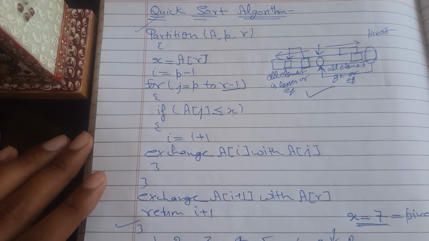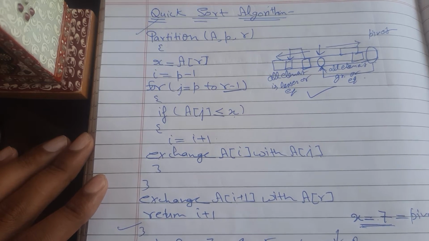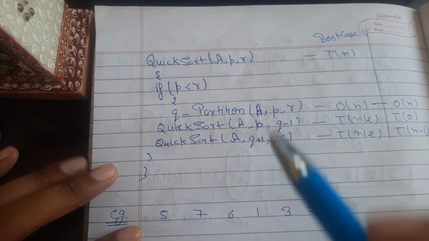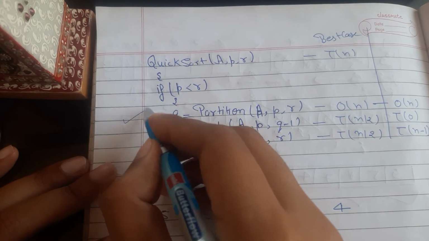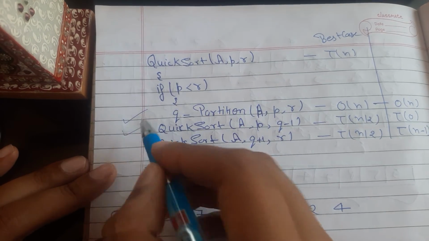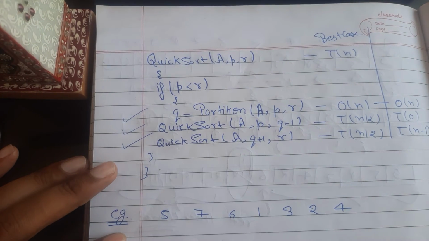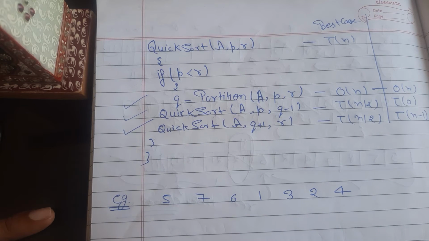Okay, so let us understand how quicksort is working. The quicksort algorithm is like this. First we apply the partition algorithm, then we apply quicksort on the left-hand side, and then again we apply the quicksort algorithm on the right-hand side. Okay, let's first understand how we apply quicksort on this array.